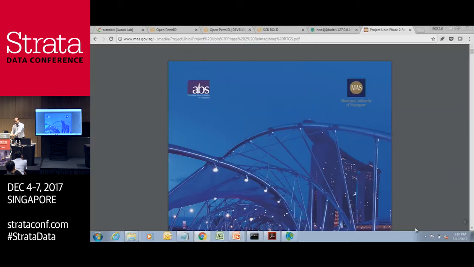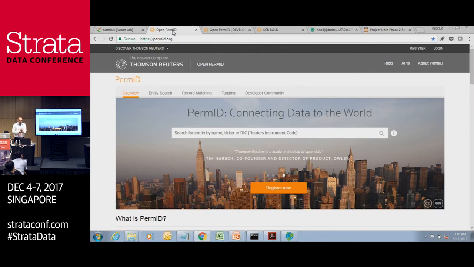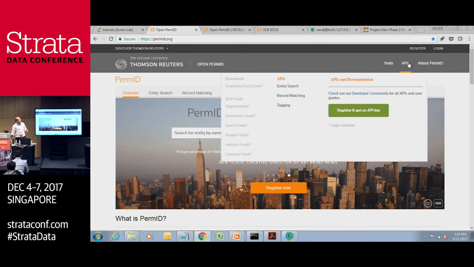Firstly, I want to show something about, as I said, the open data. This is a data conference, so I just want to highlight for a few seconds this site called PermID, which is available to anybody. All you have to do is register, and you can download essentially the entire data set about organizations, instruments, codes, feeds, people, industry. Everything is available for free. You can just download it and import it into any database that you want.